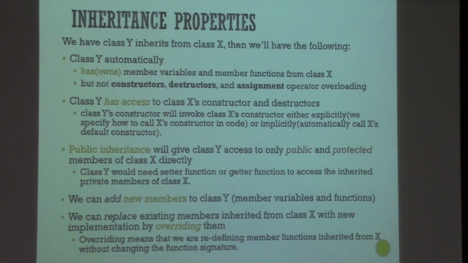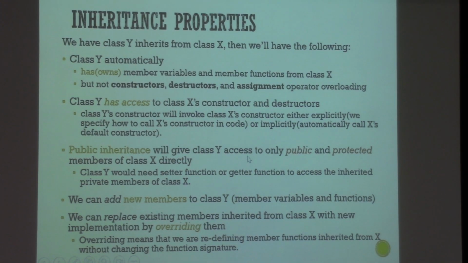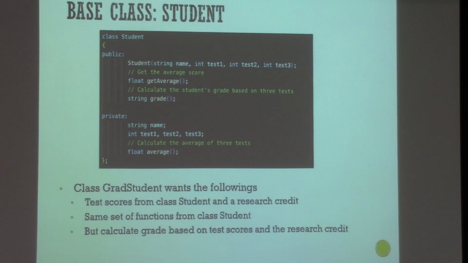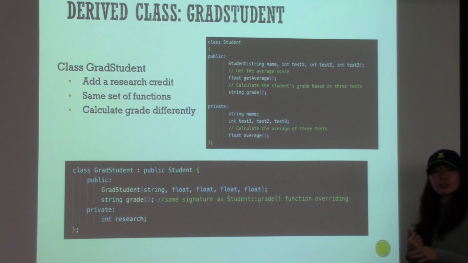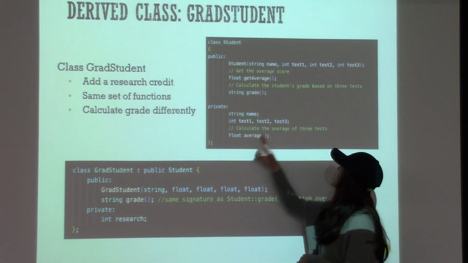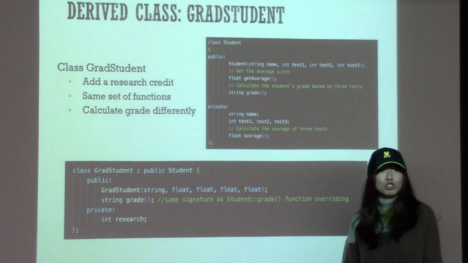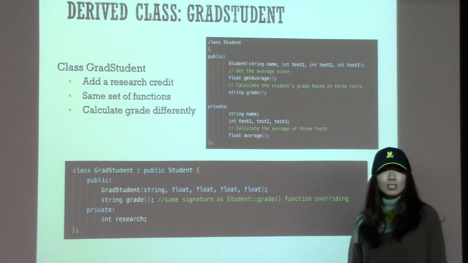If you look at this carefully, this is saying that Y has assets. That's what makes it tricky, because do I own them? You do, right? As a grad student, you have test one, test two, test three. Can you access them? Can you change it? Can you read it? Can you do anything about it? You cannot.